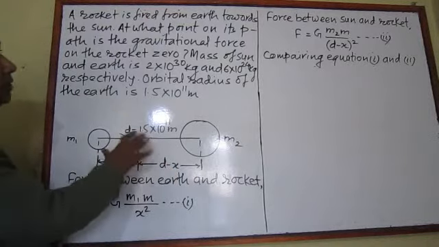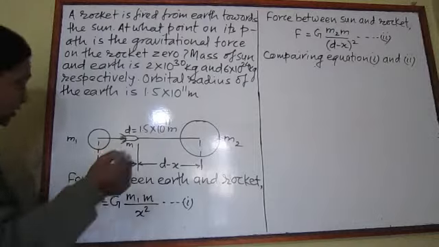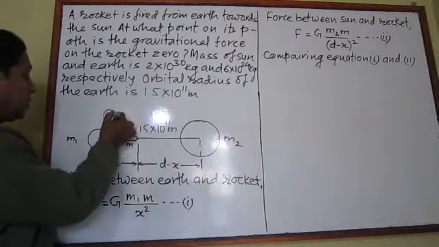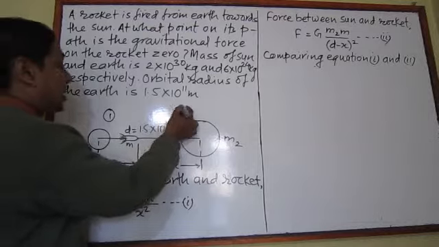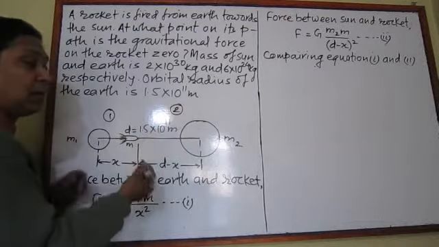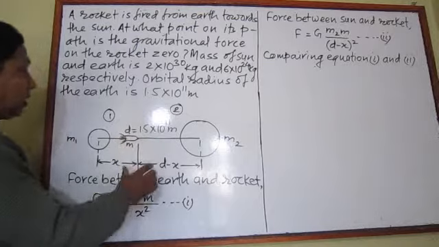Okay, now I want to divide this into two parts. One, the gravitational force between Earth and the rocket, first part, and the gravitational force between Sun and the rocket, second part. And these two forces are equal. That's why I am making two equations to solve this numerical problem.